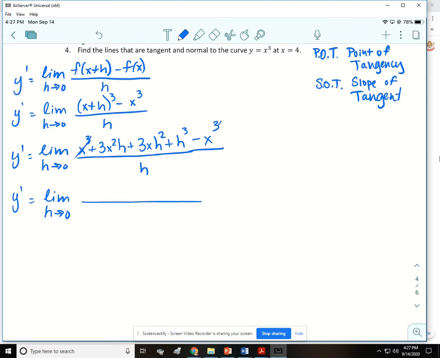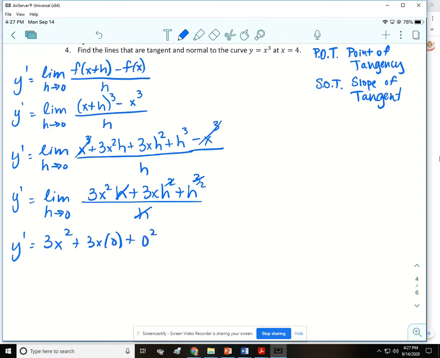Alright, x cubed minus x cubed subtracts away. Alright, and h can get canceled out of each of these, so that's a square. Alright, then we're ready to put in 0. So it's 3x squared plus 3x times 0 plus 0 squared. So our derivative is 3x squared. Now yesterday we figured that out using the graph of the slopes.